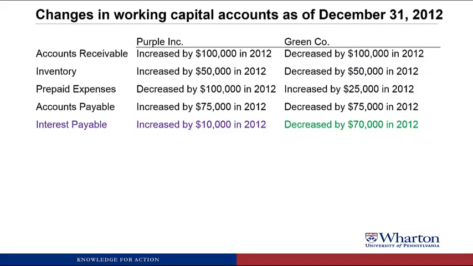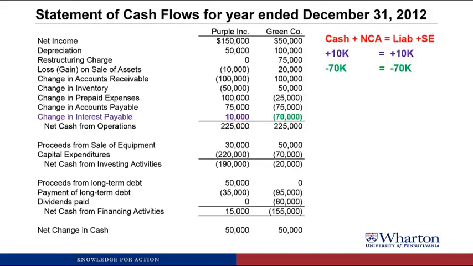Finally, for interest payable, Purple had an increase of $10,000 in 2012. Green had a decrease of $70,000 in 2012. So for Purple, we have an increase in interest payables and increase in liabilities. So we add that to the cash flow statement. For Green, we had liabilities go down by $70,000 as interest payable dropped. We subtract that on the cash flow statement.